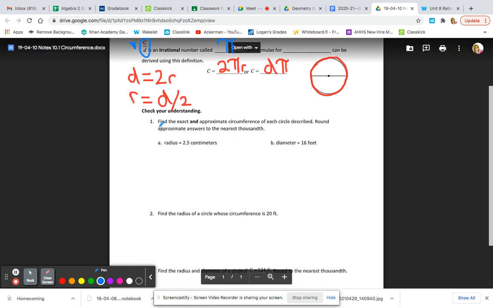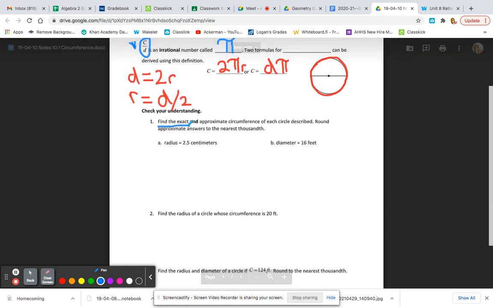So if we want to find the exact measurement, I'm going to show you how that's a little bit different than if we want just the approximate measurement of the circumference. Either way, we can use these two formulas, and it doesn't matter which one you use. Sometimes it's easier to use the one with the radius, sometimes it's easier to use it with the diameter. For 1A, we're given the radius. And so in this example, it is going to be easier to use this 2 pi r because we already have r.